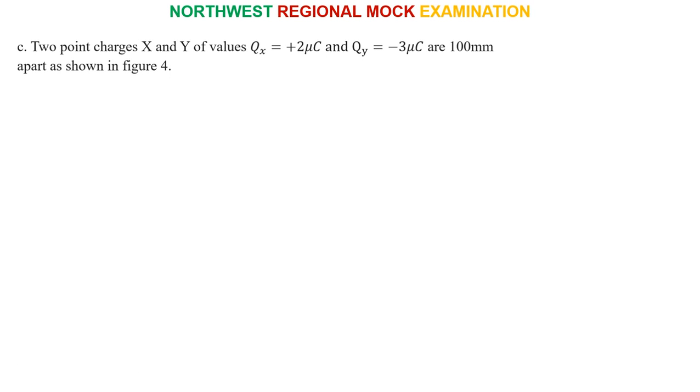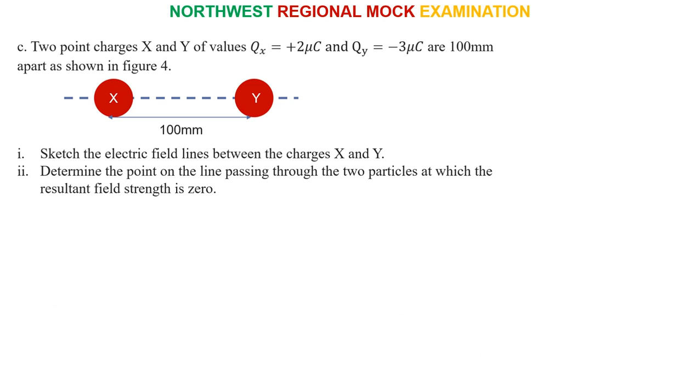Okay, so the C part says two point charges X and Y, of values Q of X equals 2 microcoulomb and Q of Y equals negative 3 microcoulomb, are 100 millimeters apart as shown in Figure 4. So those are them. We have a plus and a negative charge. We are going to start by sketching the electric field lines between the charges X and Y.